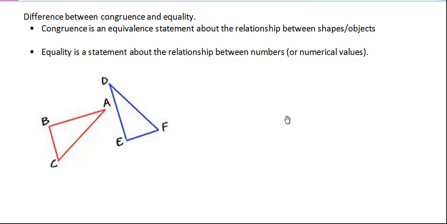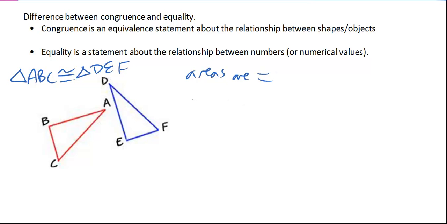So for instance, if we take a look at these two triangles, let's just assume that I know that triangle ABC is actually congruent to triangle DEF. First of all, I don't say that these two triangles are equal. I could say that their areas are equal. I could say their perimeters are equal. But I can't say the triangles are equal. The triangles themselves are congruent.